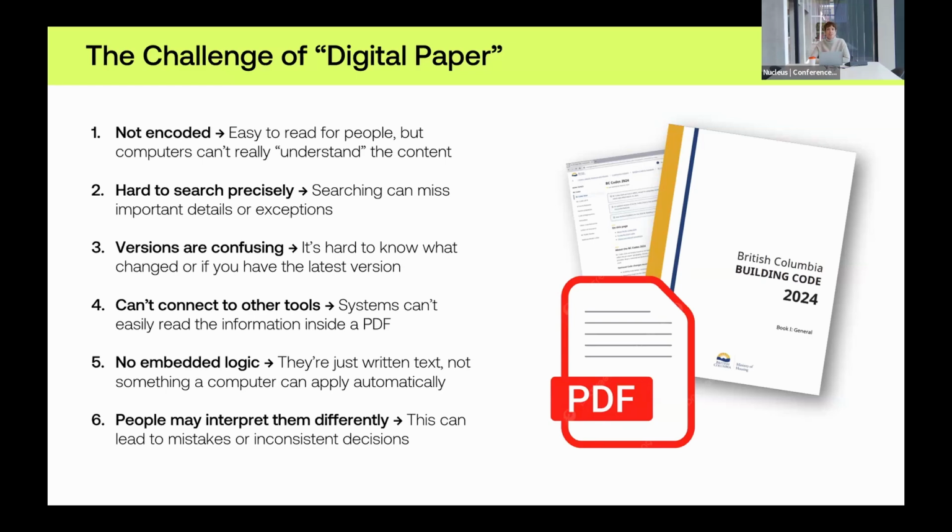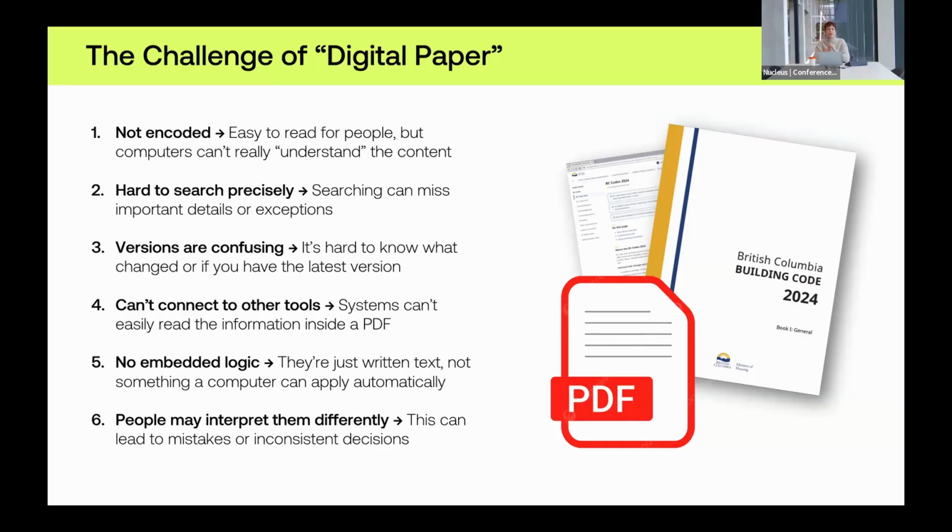Maybe some of you have experienced that. Because that information is not encoded, it's not easy to parse out different elements in a search. It's really difficult to understand the different versions and carry forward changes and all of that sort of thing, links to other documents like acts or applicable law. As I mentioned, it's difficult for PDFs to connect to other tools or systems, depending on any kind of software you might be using. There's no embedded logic, it's just written text. So again, it's not very interoperable between tools.